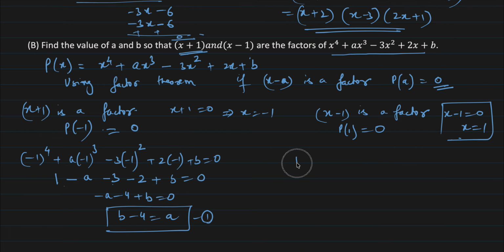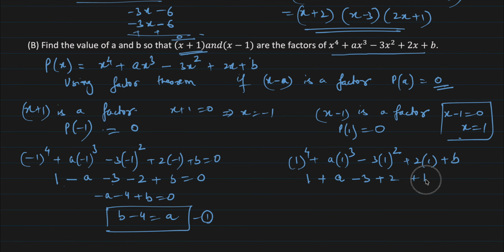So let's put 1 to the power 4 plus a into 1 to the power 3 minus 3 into 1 squared plus 2 into 1 plus b. Students, put it properly. Don't do shortcuts by directly writing answers, because when you cross check whether you have done it right or wrong, putting values systematically helps you to find your mistake faster, right? 1 plus a minus 3 plus 2 plus b, so that will be minus 1 plus 1, 0. So a plus b will be coming out to be 0. Okay, so basically a is minus b, right? Equation number 2.